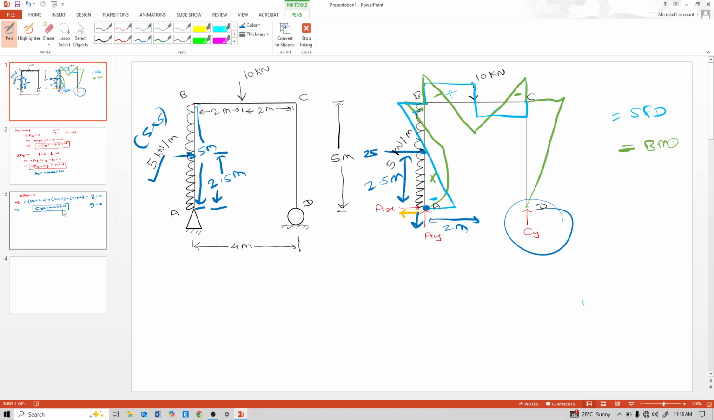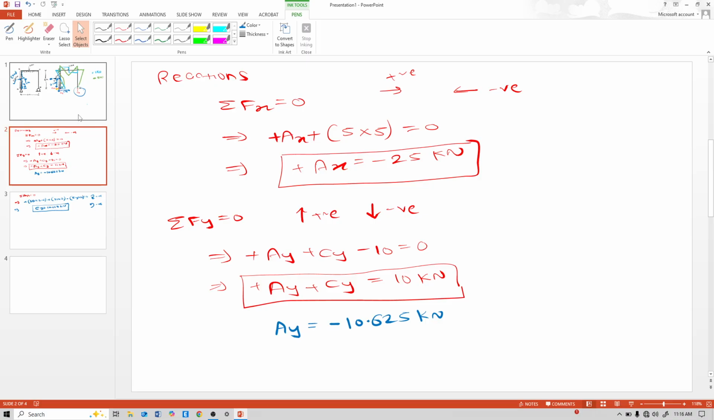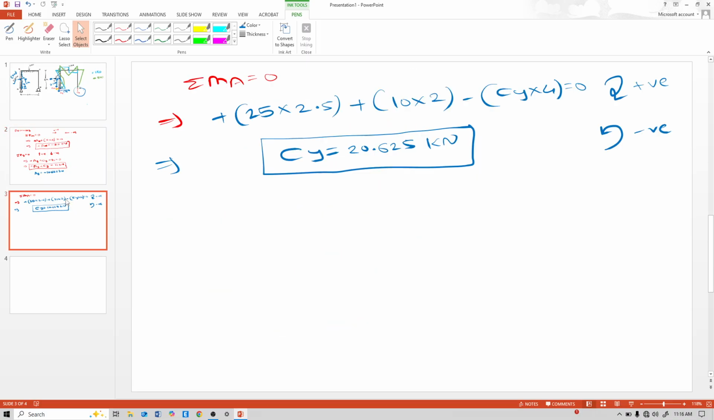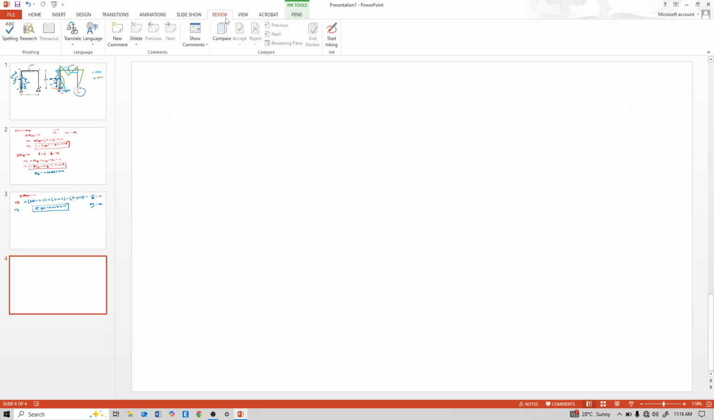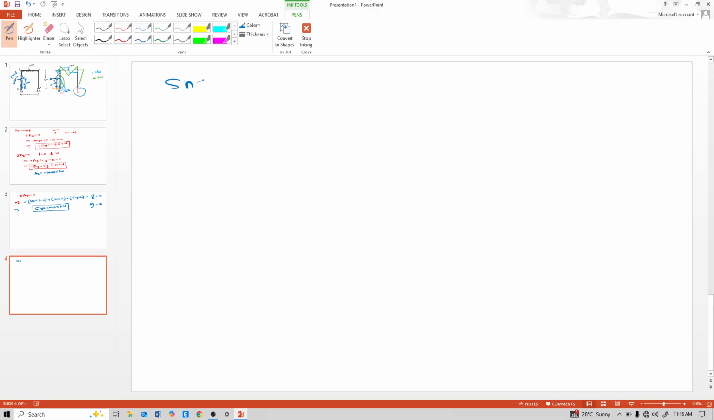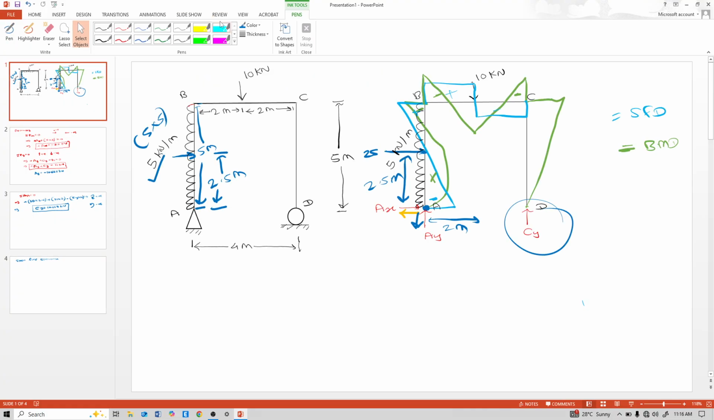Now AX is minus 25, AY is minus 10.625, and CY is 20.625. Now calculate the shear force. For that, first consider this element, this AB element.